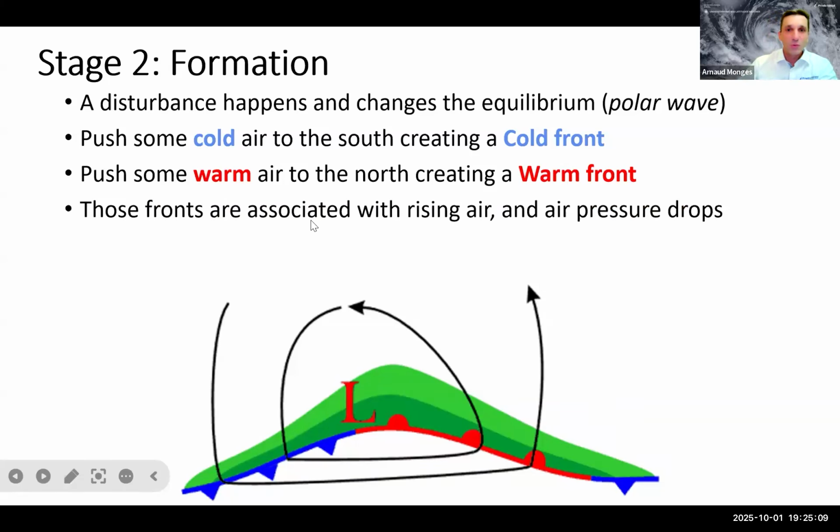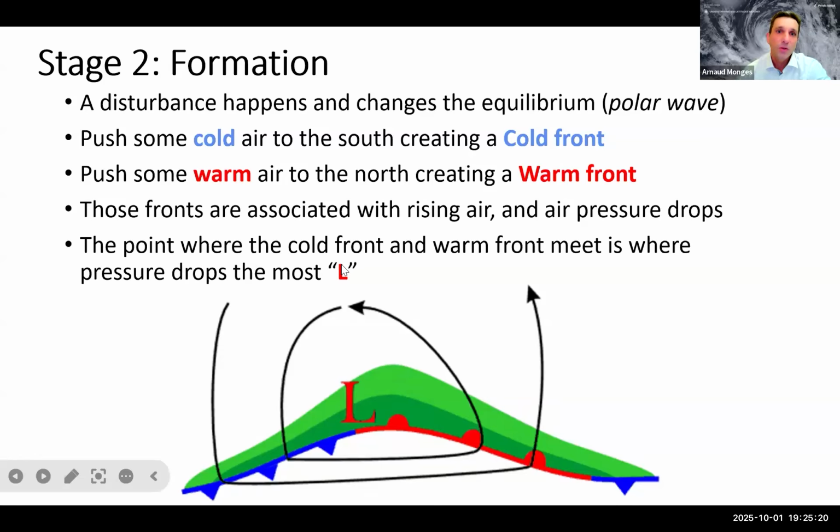Those two fronts, as we've seen before, they are associated with rising air, and also air pressure drops under the fronts. And the point where the cold front and the warm front meet is where the pressure dropped the most, and this is the center of the low.